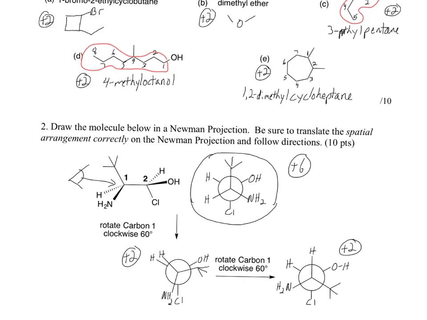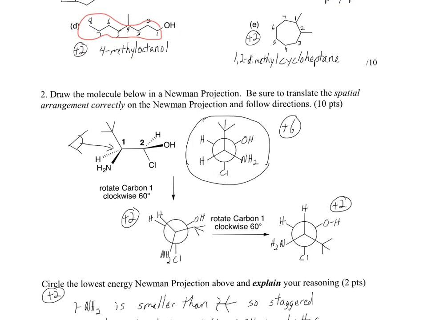Next part, it said, draw the molecule below in a Newman projection. Be sure to translate the spatial arrangement correctly. In this case, you really had to notice that this was wedged and this was hatched. This Newman projection was pre-made for you. So the N was coming out at you. If you rotated this way, the nitrogen would be on your right, the H would be on your left if you're looking down 1 to 2. And the tert-butyl group, this 4-carbon piece, would be up there at the top.